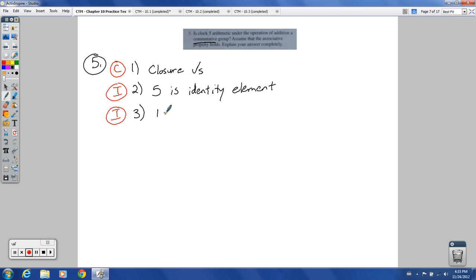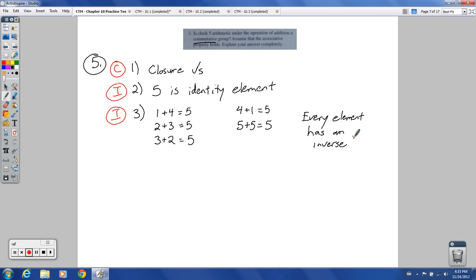Let's just write those things down. 1 plus 4 was 5, 2 plus 3 was 5, 3 plus 2 was 5, 4 plus 1 was 5, and then 5 plus 5 in clock 5 gets you back to 5. So every element has an inverse. So that checks out for us. We're good to go so far. Put little check marks by each one of those.